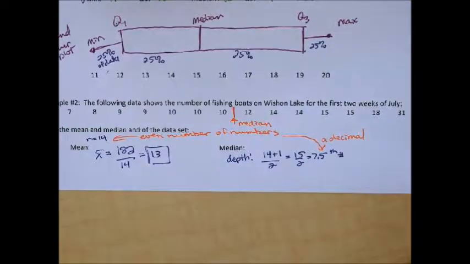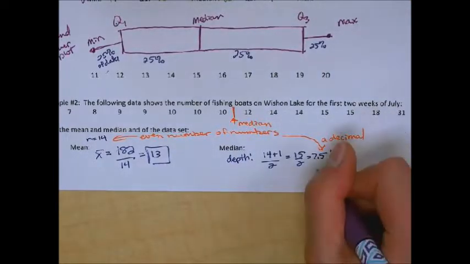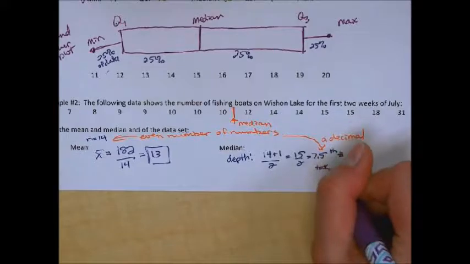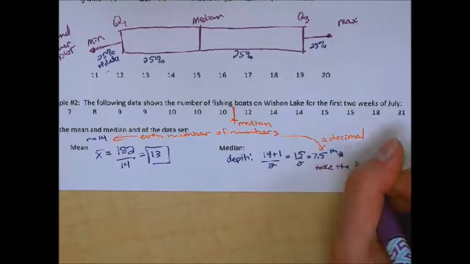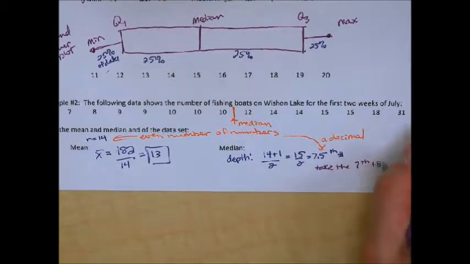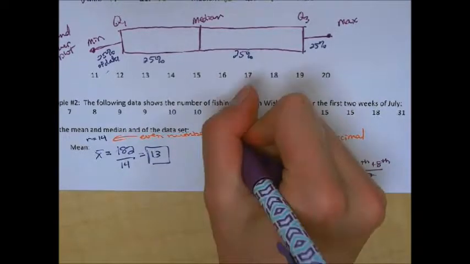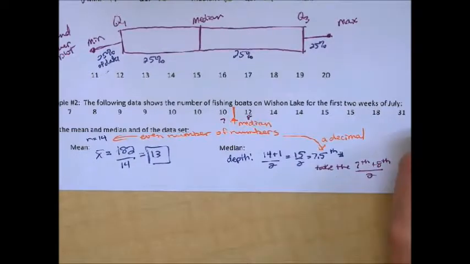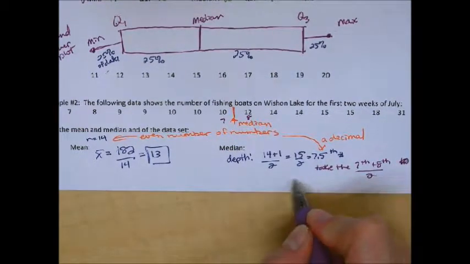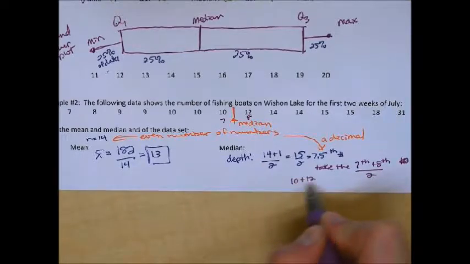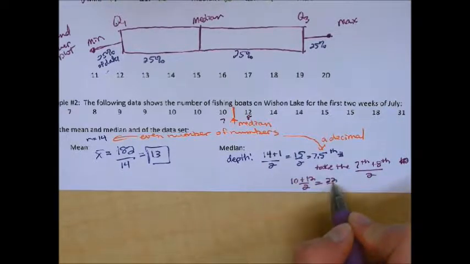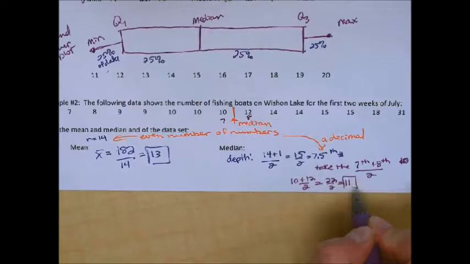So what we do, take the 7th plus the 8th number and divide by 2. So this is 7, this is 8, so 10. Oh, you can't see that. 11. So our median's 11.